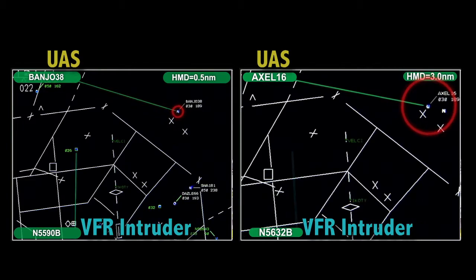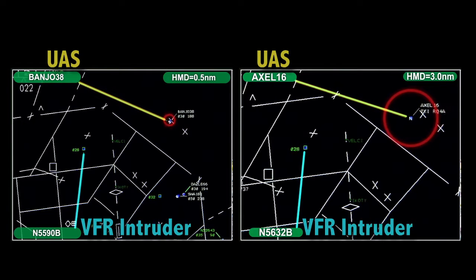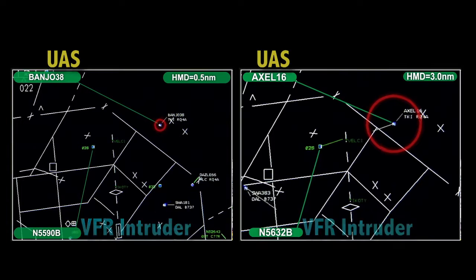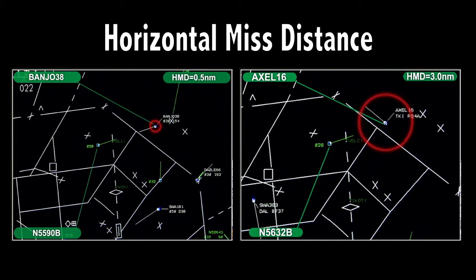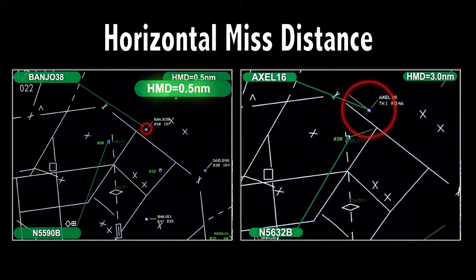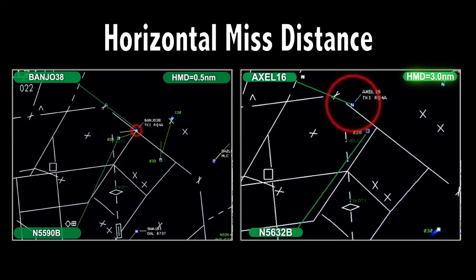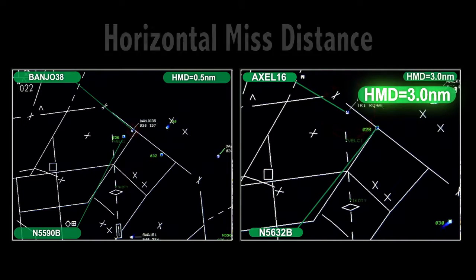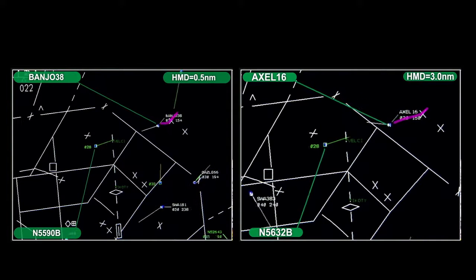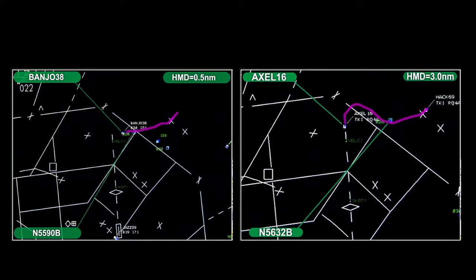These speeded-up excerpts from the experiments show a dramatic difference in the deviation paths for UAS around a conflicting aircraft. The difference between the two examples is the programmed horizontal miss distance, or HMD. For UAS Banjo 38, the HMD is half a mile. For Axle 16, the HMD is 3 miles. Note the potentially disruptive use of airspace by Axle 16 versus the minimal separation achieved by Banjo 38.